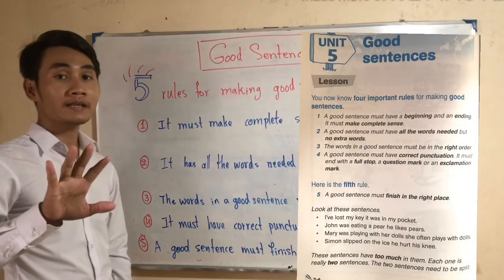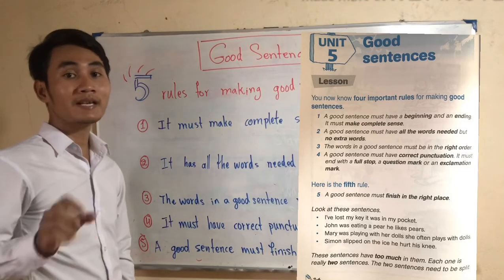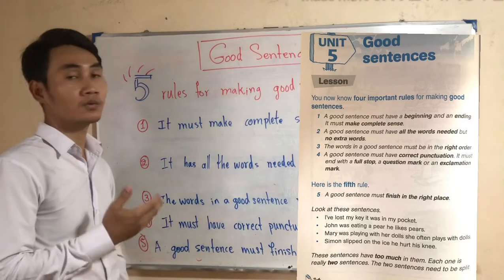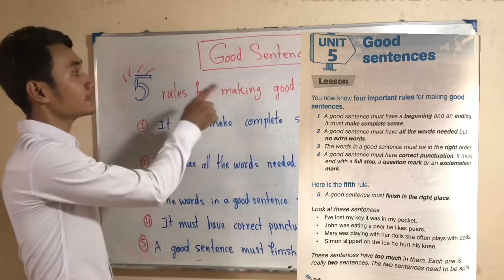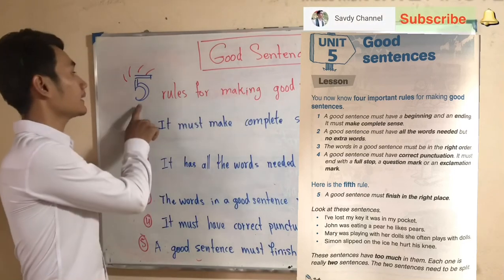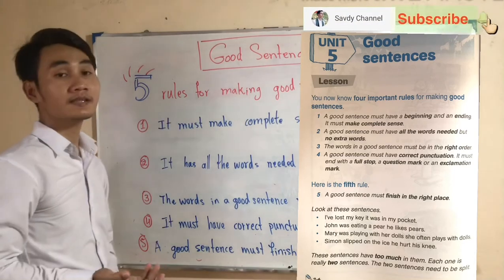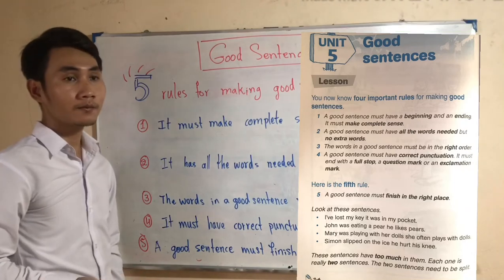There are 5 rules to make good sentences. Now look at this one: good sentences. There are 5 rules to make good sentences. So what are the 5 rules?